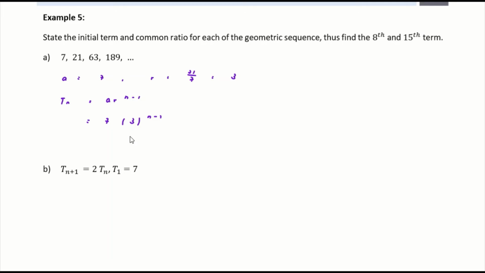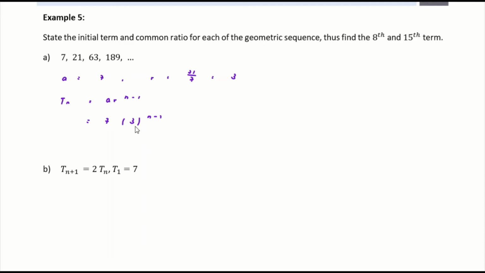And I don't think that's really required in your syllabus here. But please remember that when you try to write like this, meaning 3 to the power of n minus 1, the n minus 1 doesn't belong to 7. So please do not combine these two together and tell me 21 to the power of n minus 1. That's super wrong. Okay, so don't do that.